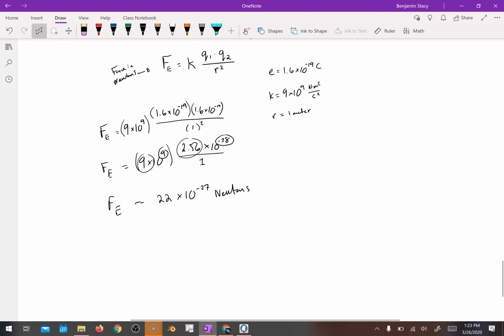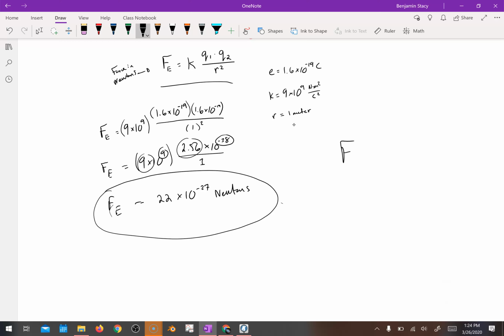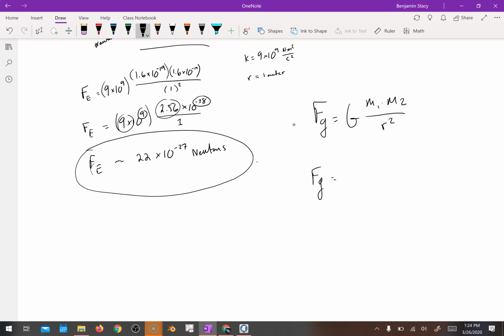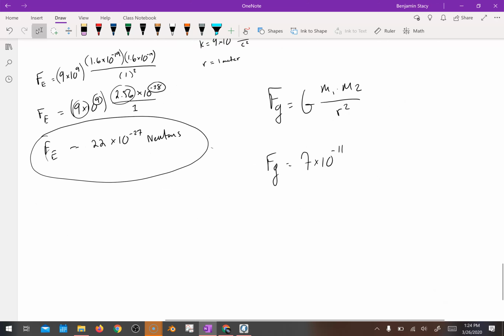Now this is a certain amount of force just from the electrostatic force between two electrons that are 1 meter away. This Coulomb's law equation looks very similar to our universal gravitation, which I'll remind you of right here. The force of gravity is equal to big G, the universal gravitational constant, times the product of the masses divided by the square of the distance between them. So you could do the same thing here to see what the gravitational force is between two electrons and compare the strength of these forces. Which one's stronger, electrostatic force or gravitational? Because electrons still have mass.